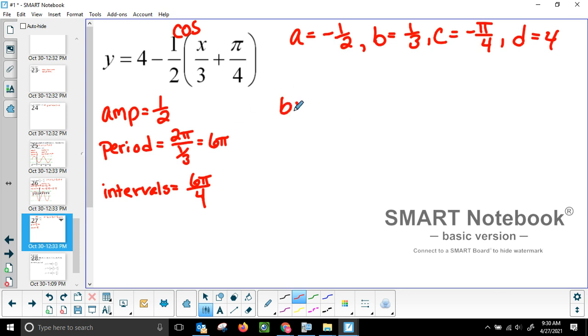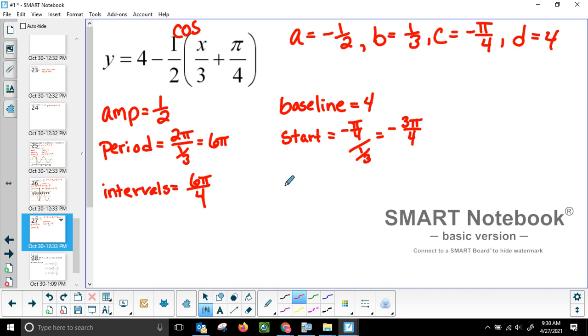All right, our baseline is 4. Our start is C over B. So negative pi over 4 divided by 1/3. Again, that's the same as multiplying by 3. So this is going to be negative 3 pi over 4.